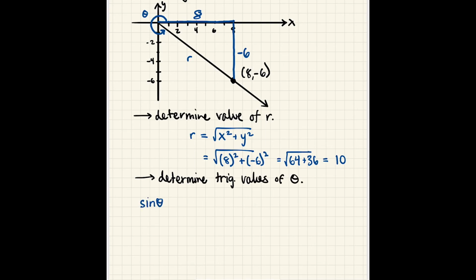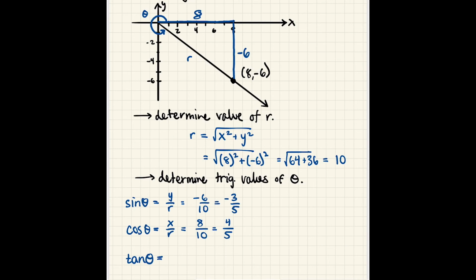Okay, so sine of theta is defined to be y over r. And we know y is -6 and r is 10. And this fraction reduces to -3/5. Cosine of theta is x over r, and x was given as 8, and we calculated r to be 10, so 8 over 10 reduces to 4 over 5. Tangent of theta is y over x, so that would be -6 over 8, or -3/4.